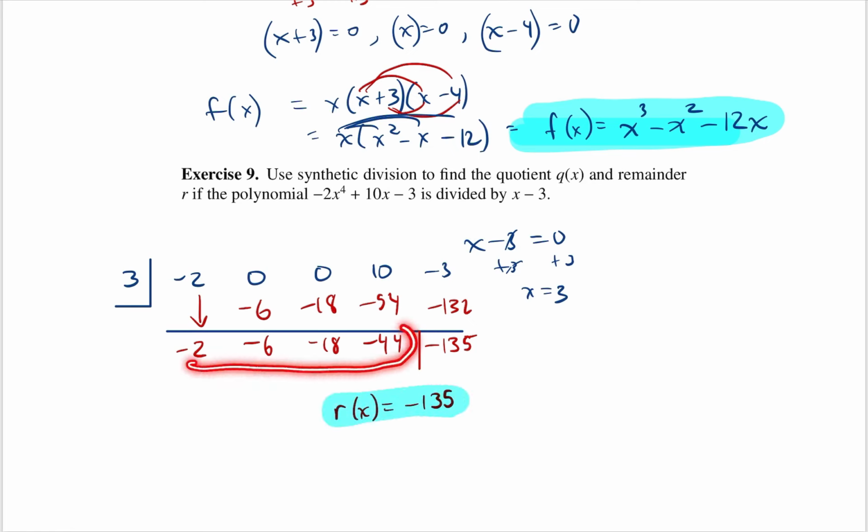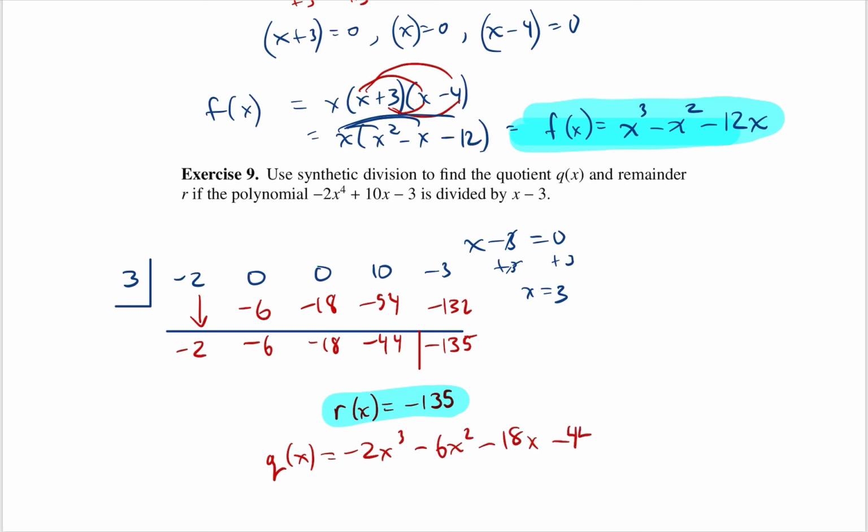This turns out to be your quotient. This is the constant term. This is the x term, x squared term, x cubed term. Which makes sense because if you take a 4th degree polynomial and you divide it by a 1st degree, you should end up with the 3rd degree, which is exactly what you end up with. Constant, x, x squared, x cubed. So I'll write it out even though they're not really asking. Oh yeah, they are asking for the quotient function. So let's write that out. Q of x is negative 2x to the third minus 6x squared minus 18x minus 44. That is the quotient function.